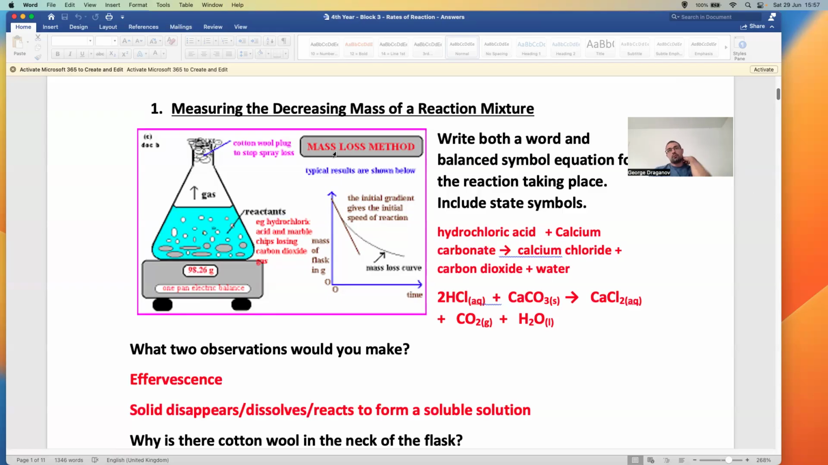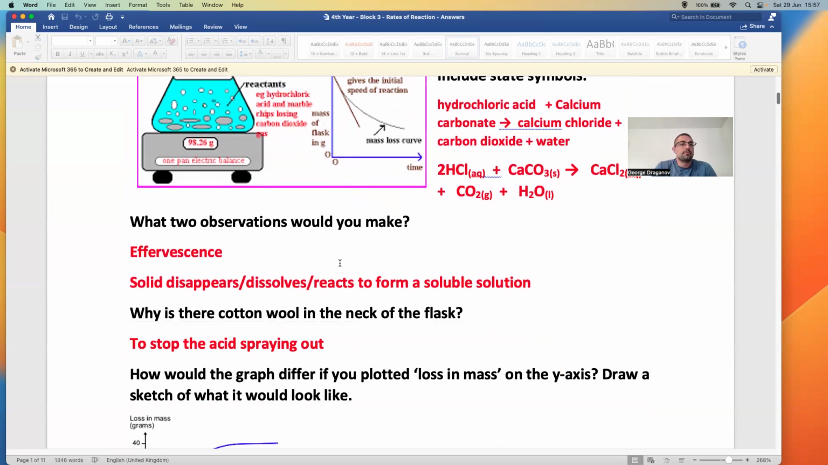One way is to measure the loss in mass of reactants. That only works if a gas is being produced.